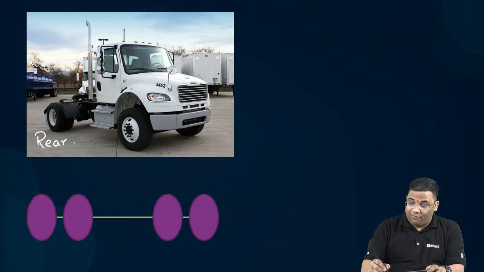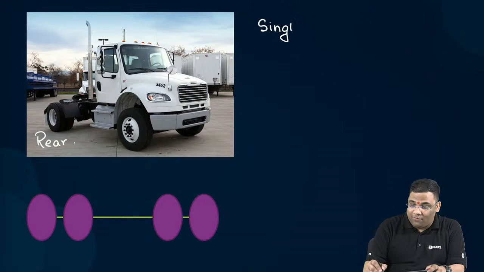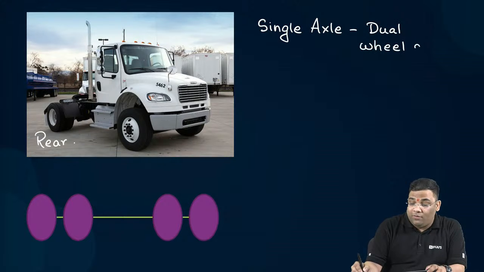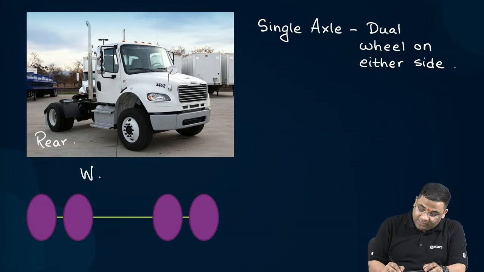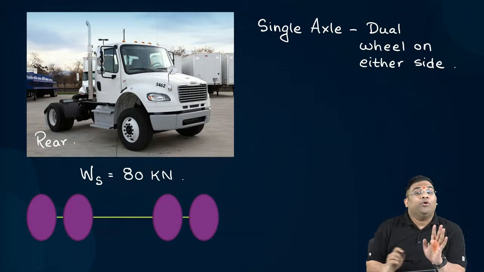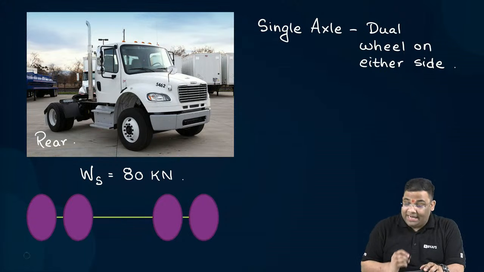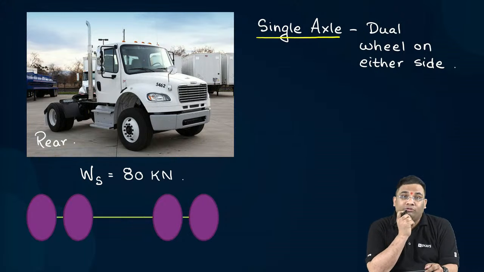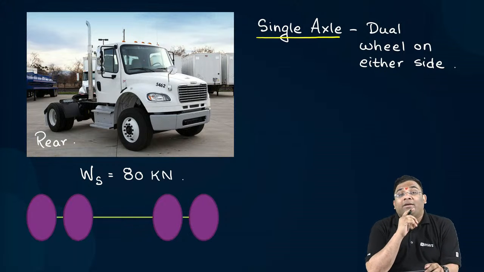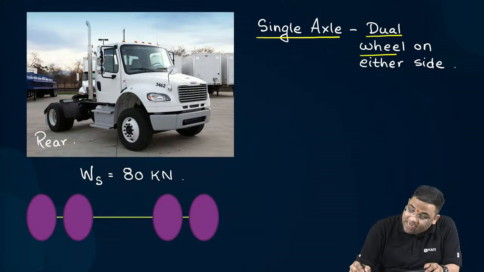Here we have a single axle, but dual wheel on either side. For this one, the standard axle load is 80 kilonewton. Therefore, we have two types of single axle loads. And if nothing is given, we'll assume dual wheel on either side.